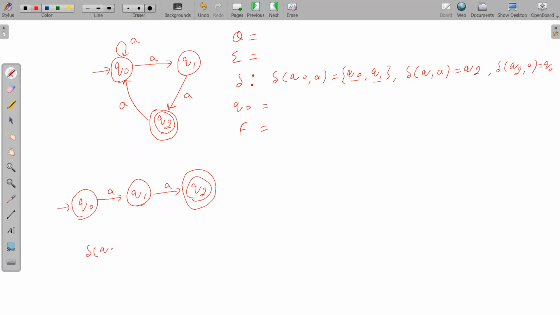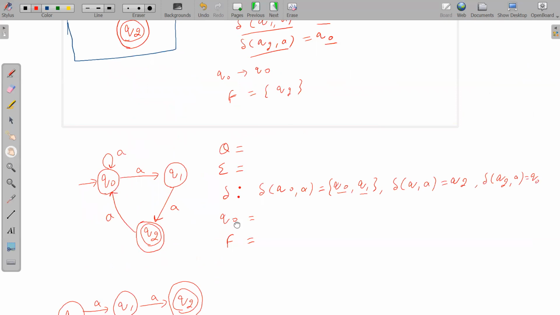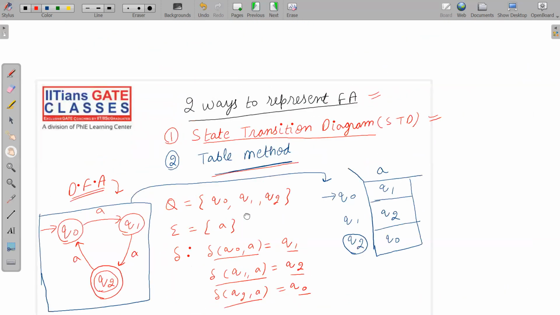So delta of q2, a will be phi. Okay, so hence this will be an NFA, and it is not a DFA. Why is this not a DFA? Because choice and dead configuration are not allowed in a DFA, but here we are using a dead configuration. So this is all about the basic representation of FA.